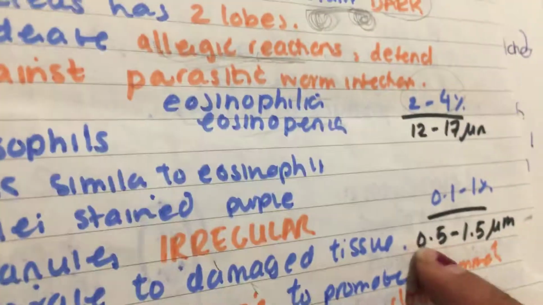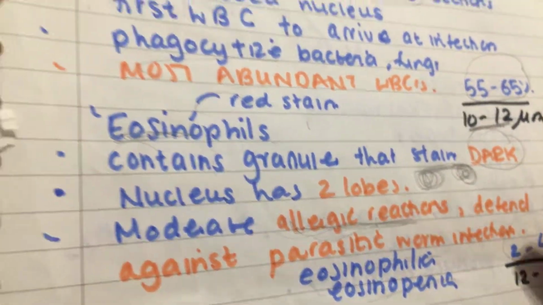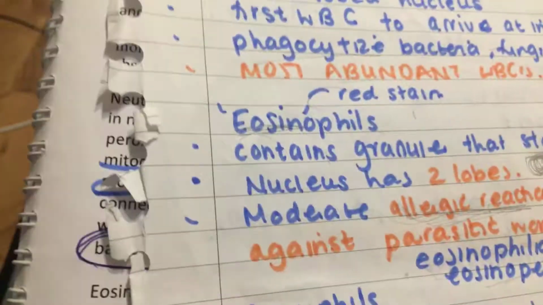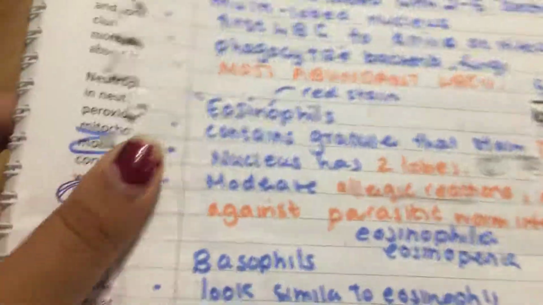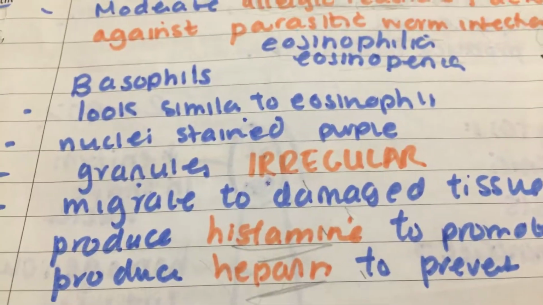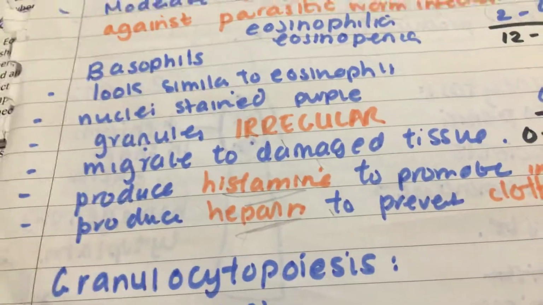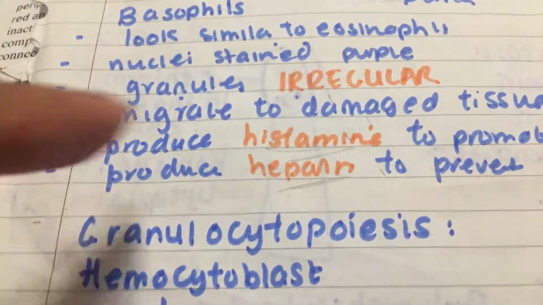Basophils, however, are 0.1 to 1%. They are that little in concentration in terms of granulocytes in the blood. Only 2 to 4%, and then 0.1 to 1%. Okay, basophils look similar to eosinophils. They're not bilobed, they're not multilobed, they have no lobes, they have granules. Those granules are irregular, they migrate to damaged tissues, they produce histamine and heparin.